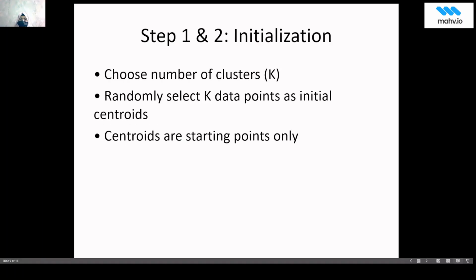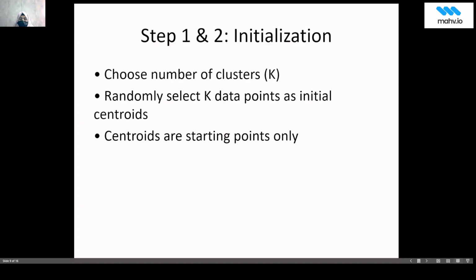In steps 1 and 2 we do initialization, that is, we choose the number of clusters. For example, I want to make 2 clusters or 3 clusters. So I choose it by providing a value to K and randomly select data points as initial centroids. Firstly, we randomly select our data points. In our present data we randomly decide that these are the centroids we want to take the first time, and basically centroids are only the starting points.